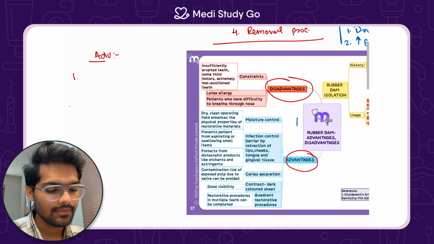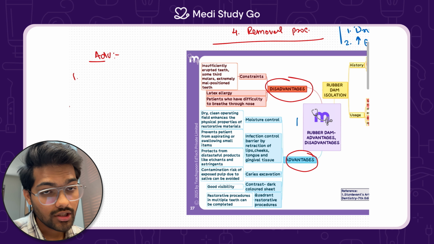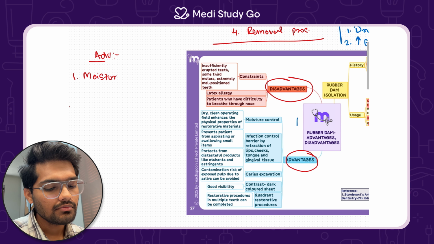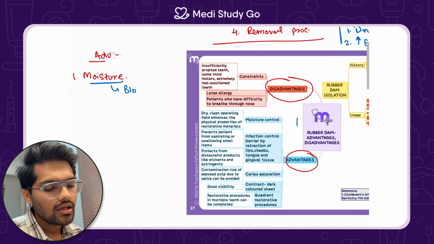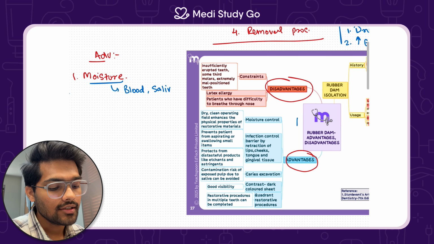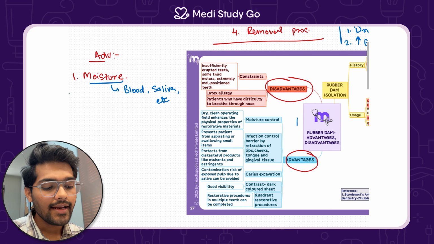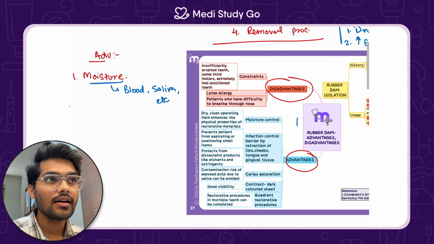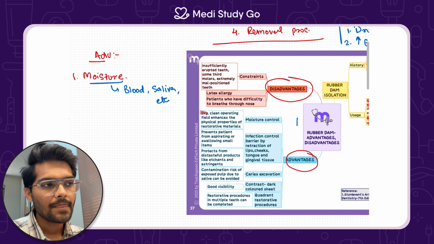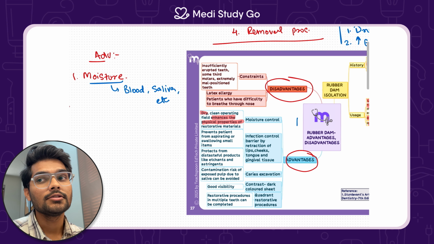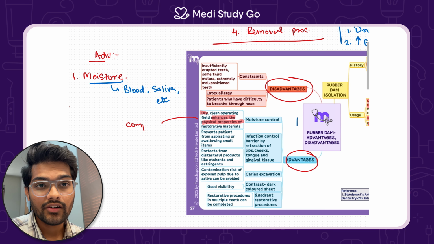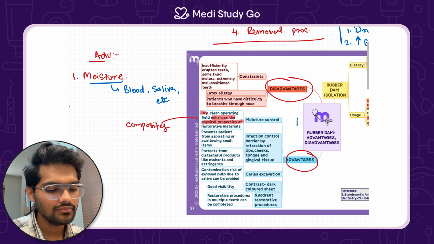The best and major advantage is moisture control. So this includes blood, saliva, like we already discussed. It is going to give us a dry, clean operating field and enhances the physical properties. And when we talk about physical properties, this goes especially for composites or any materials which require no saliva or any of such other factors.